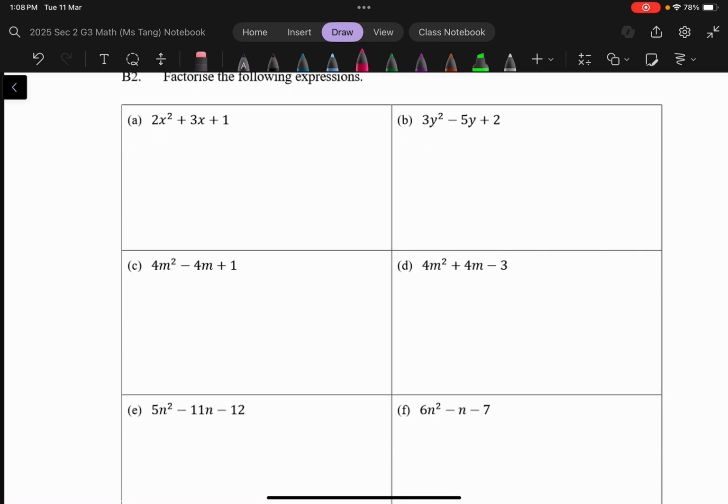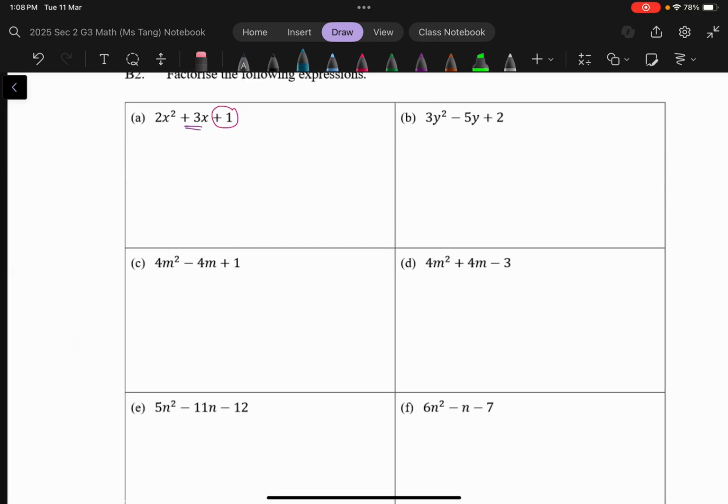Okay, so for the first one, factorize 2x squared plus 3x plus 1. So this is our constant term, and this is our target. So now we draw the multiplication frame to help us fill in and find the factors. So we have 2x squared, which is 2x times x, and then we have plus 1.